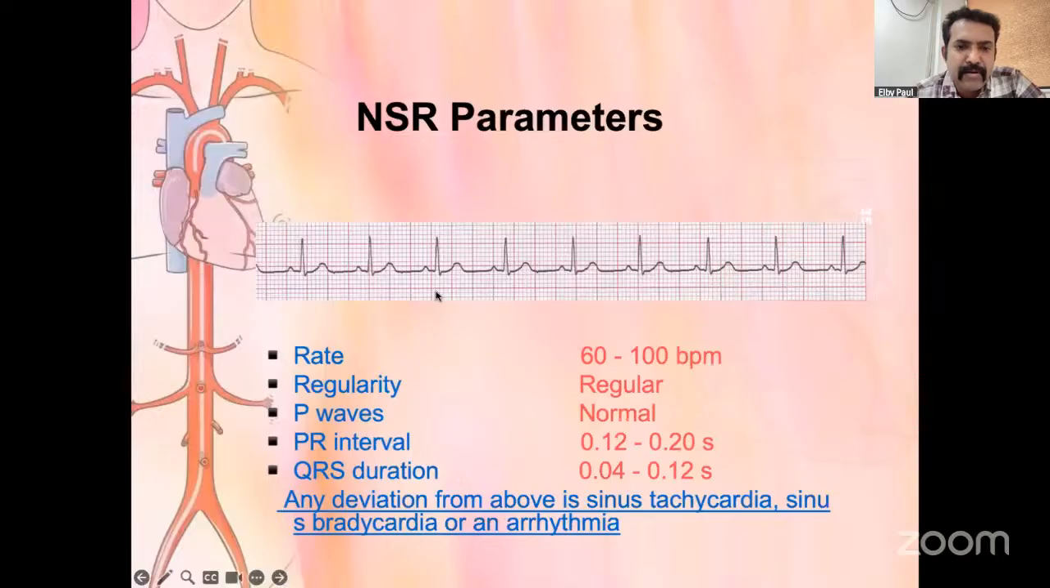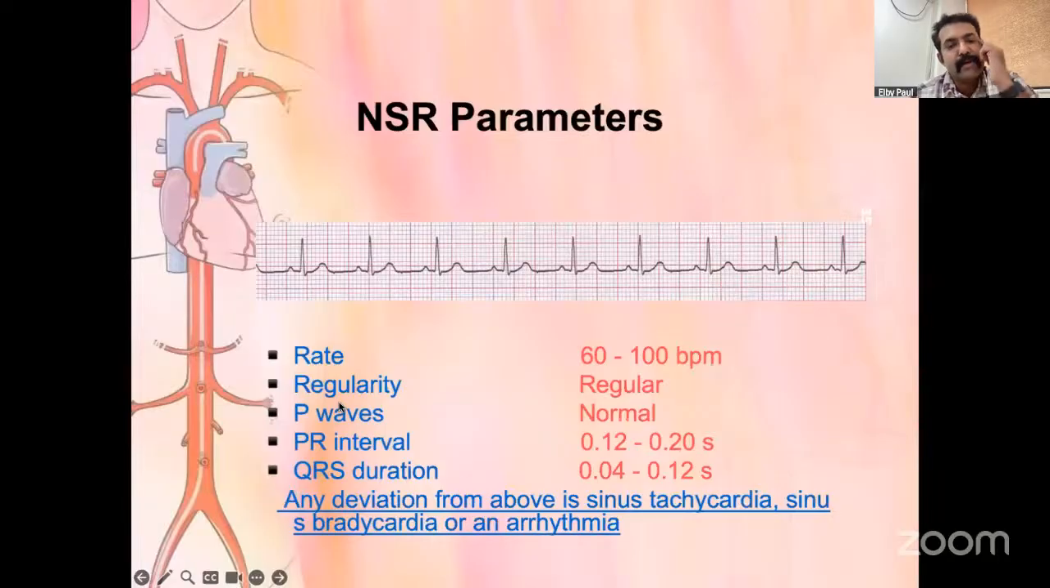Next, we have to go for the regularity of rhythm, by checking the RR intervals. 1 R, second R. How many squares? 1, 2, 3. Then every RR interval carries 3 big squares in between. So we can say the RR interval is regular. Okay, RR interval is regular. That means the heart rate is regular.